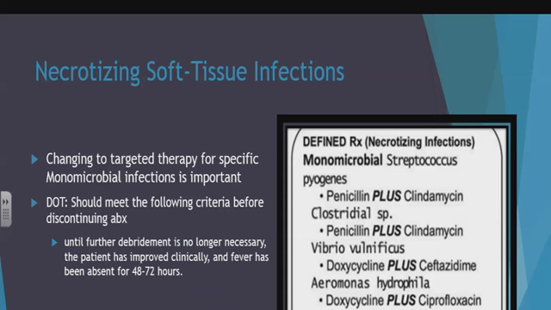For Vibrio, I would use doxycycline plus either ceftazidime or cefotaxime. And for Aeromonas, I would use doxycycline plus ciprofloxacin. For polymicrobial, you are stuck with your friend Vosin, right? Vancomycin, Zosyn. And that's usually going to be continued for the entire treatment, especially if it's polymicrobial. You're most likely going to continue this broad spectrum coverage for the entire time.